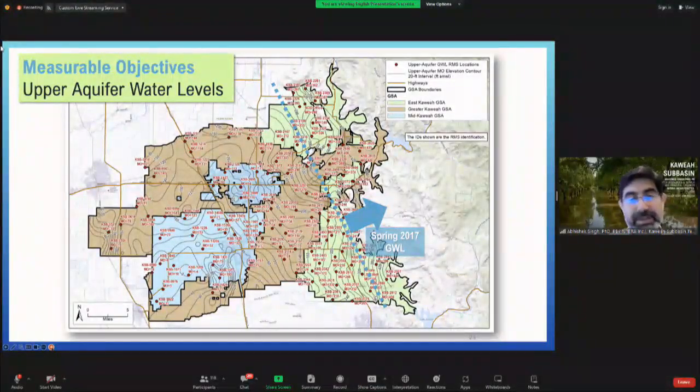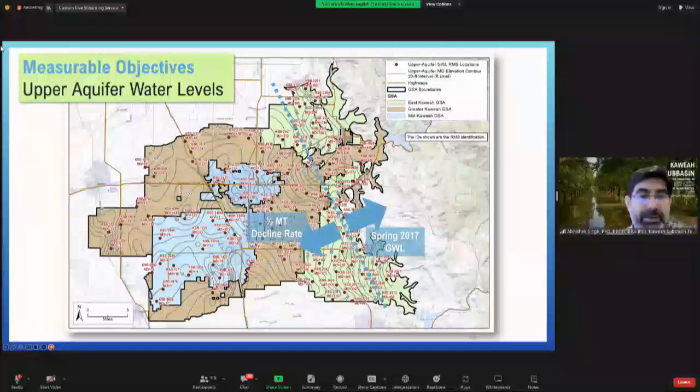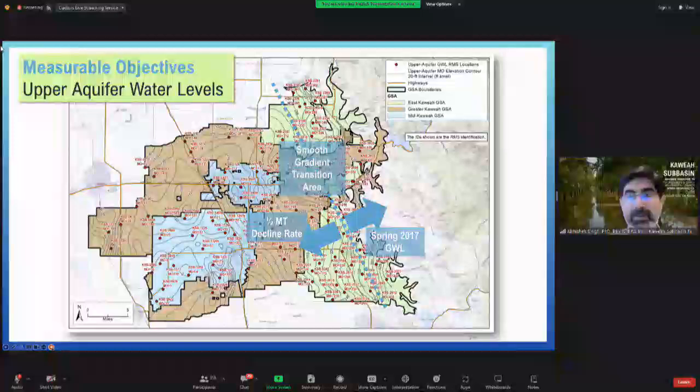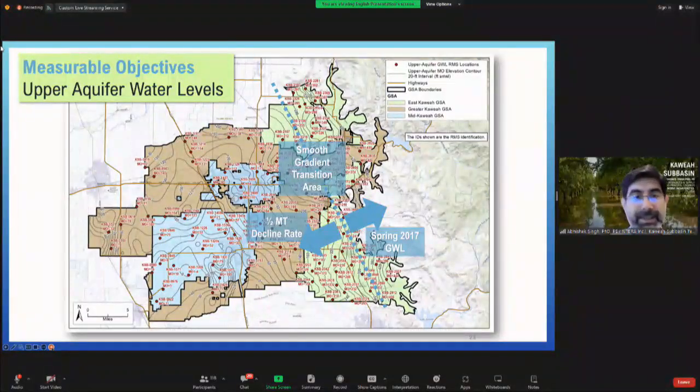We have a few animations here. I won't go into those details, but what's important to understand is that similar to the minimum thresholds, the measurable objectives also accounted for differences in groundwater conditions in the east and the west. And what we have here is a smooth map that accounts for the differences in groundwater conditions in the east and the west. Next slide.